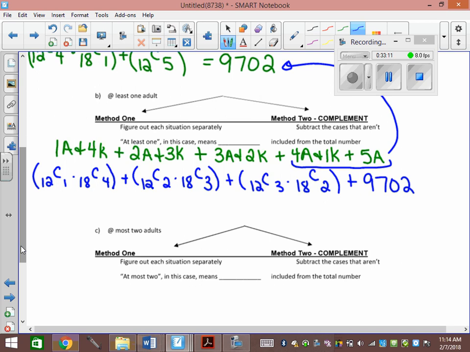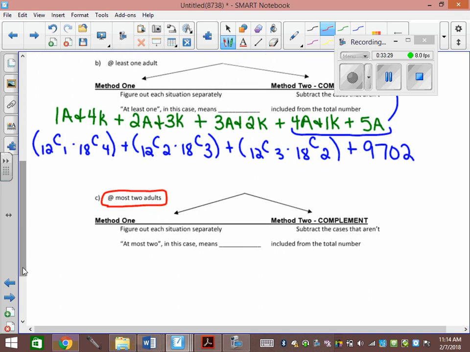Okay, we have at most 2 adults. There is an error that happens with the at most all the time. Let's see if you do it or if you escape it. At most 2 adults. At most 2 is 2 or less? At most 2 adults is 2 adults or less. So we're going to do 2 adults and 3 kids, or 1 adult and 4 kids.